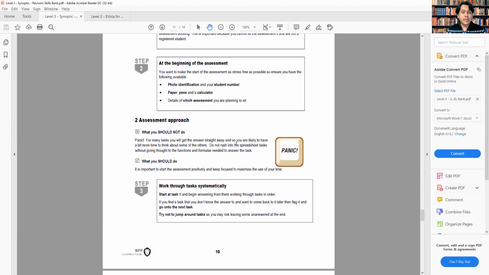Maybe the admin team, the administration team, creates the code for you. Maybe this is an exam you are not doing. So you have to make sure you're doing the right exam.